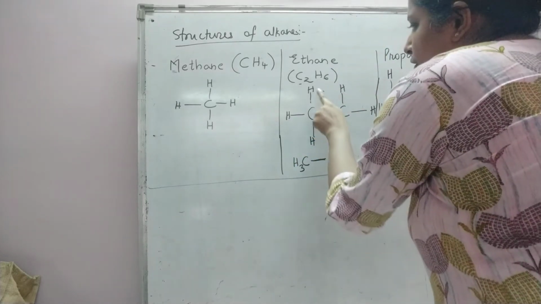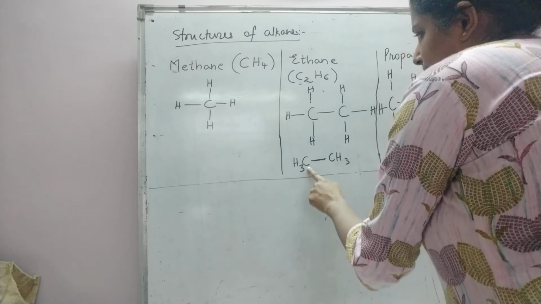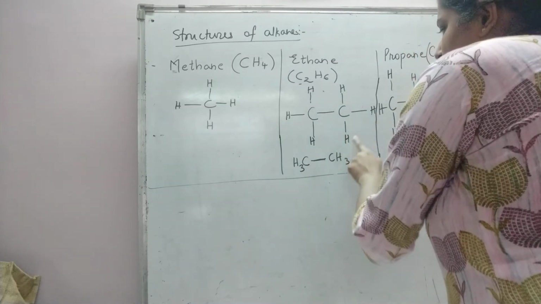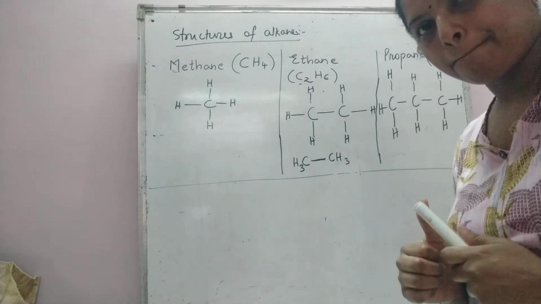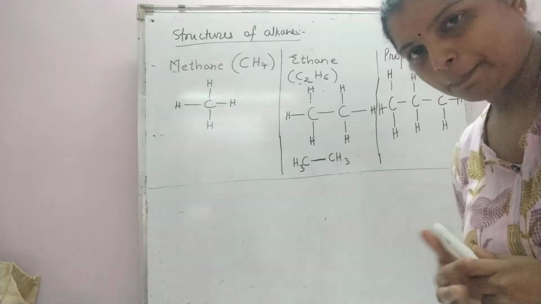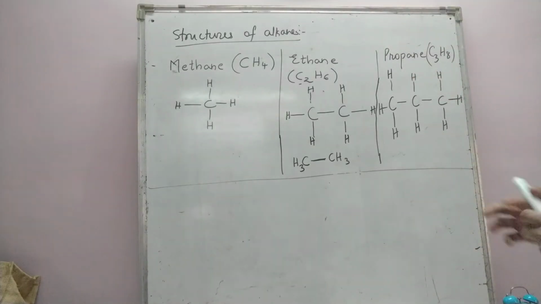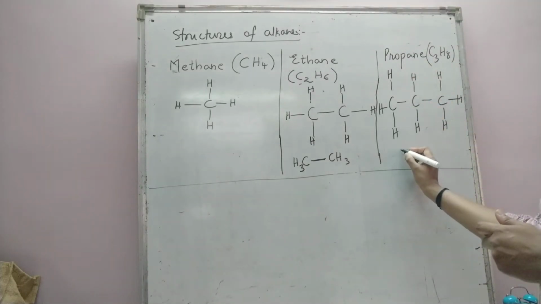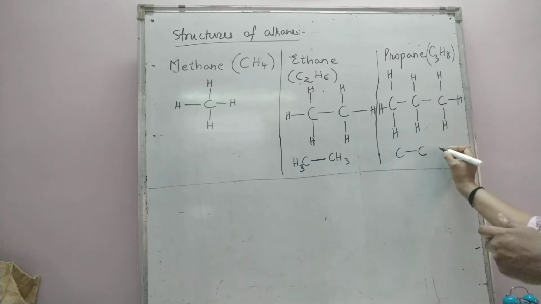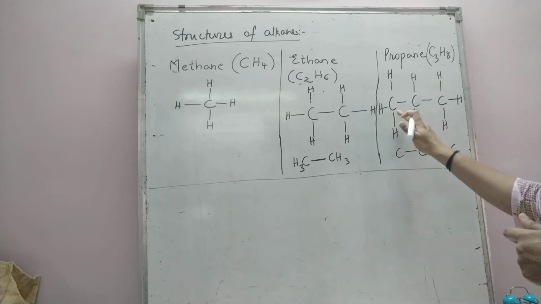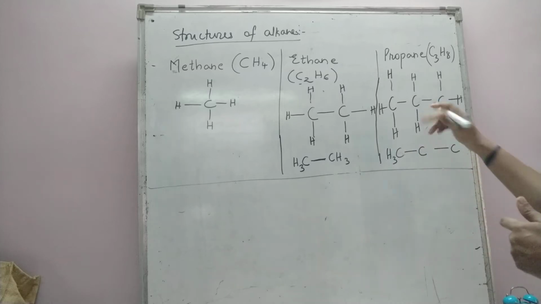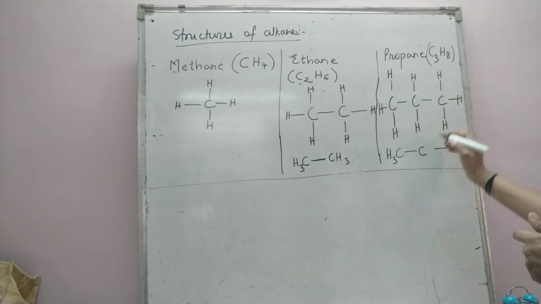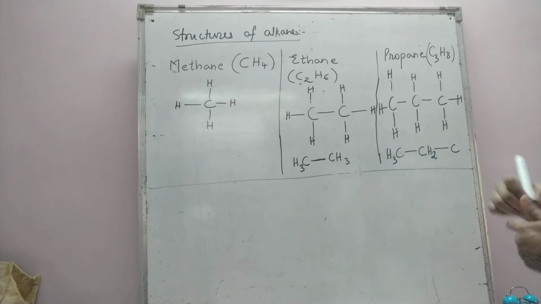So this carbon atom has 3 hydrogen atoms, so they can be written together. This carbon atom has 3 hydrogen atoms, so they can be written together. Is it okay? Yes. Now this molecule can be written as this: this carbon atom is bonded to the second carbon atom, which is bonded to the third carbon atom. Around this carbon atom there are 3 hydrogen atoms, so I will write H3. Around this carbon atom there are 2 hydrogen atoms, so I will write H2.